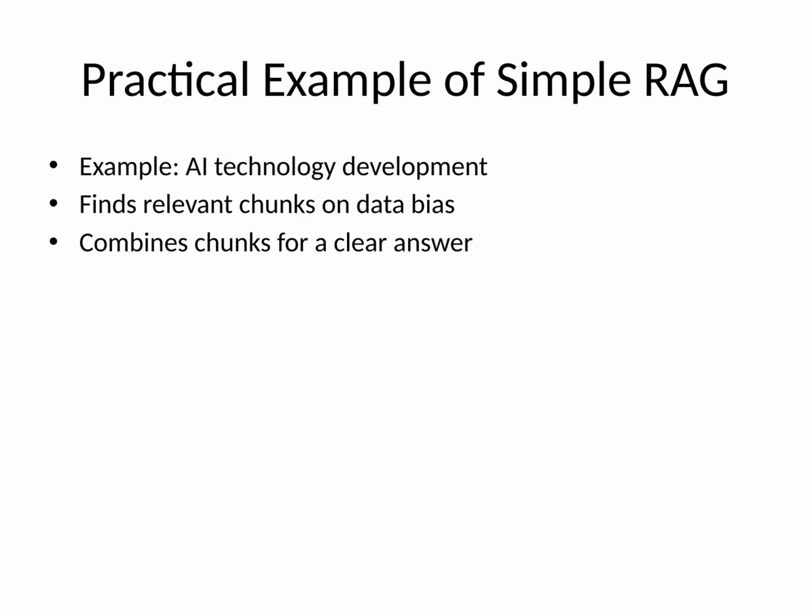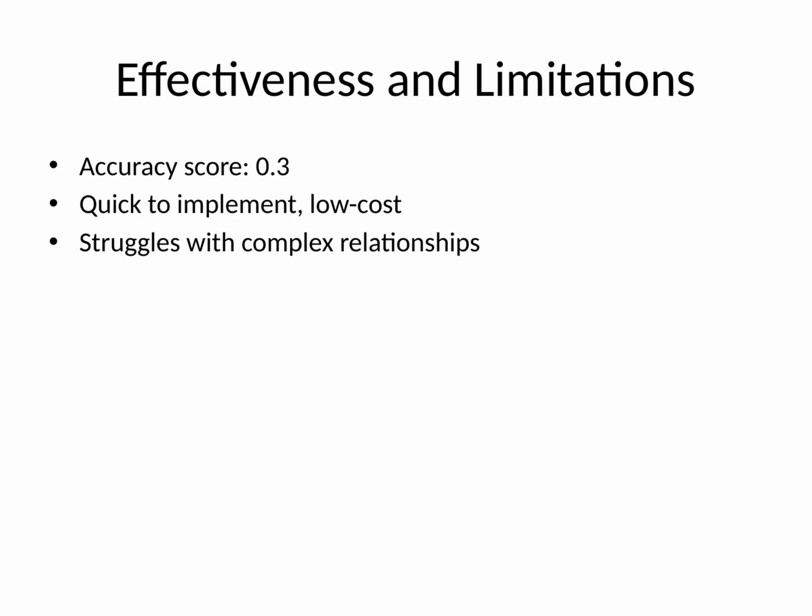Let's look at a practical example. Suppose the original text discusses the development and challenges of AI technology, mentioning that AI's reliance on large-scale data may lead to bias issues. When you ask what problems AI's reliance on big data might bring, the system will find the most relevant text chunks, such as those mentioning data bias and fairness challenges, and then combine them to provide a clear answer. It sounds reliable, but how effective is it?